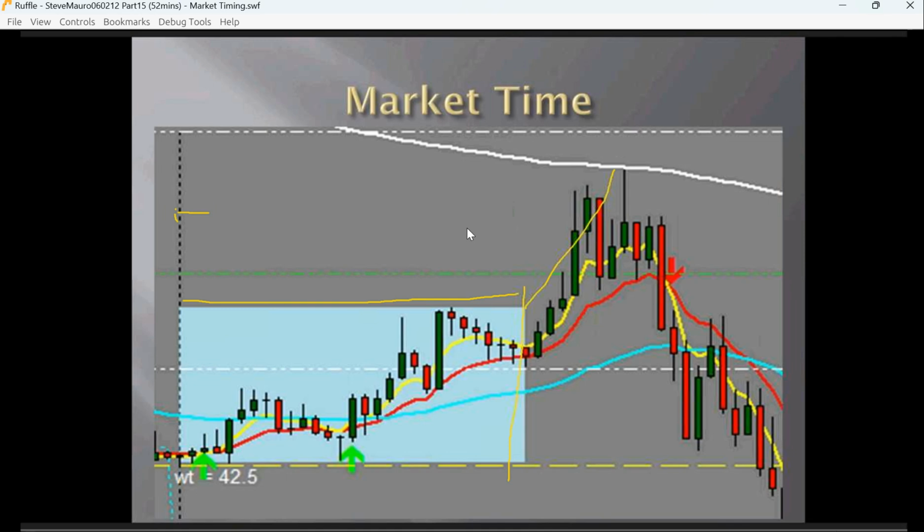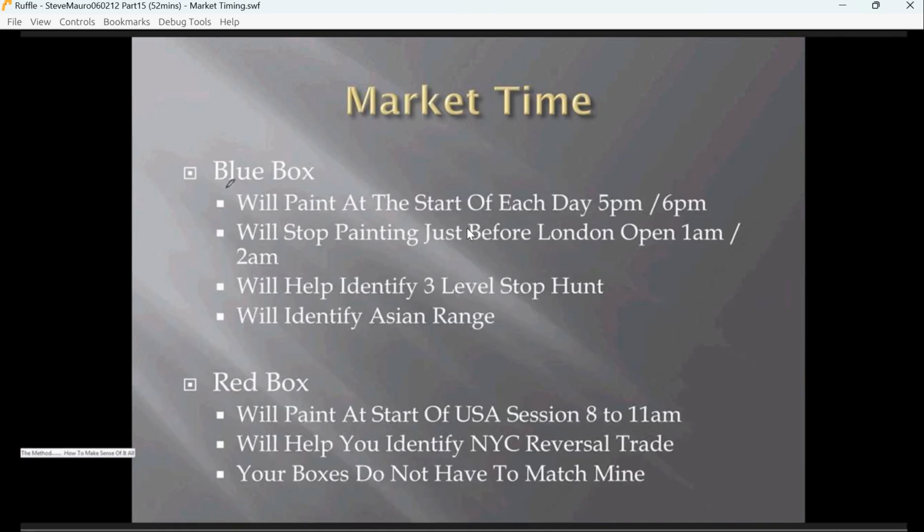Okay. All right, so the blue box. The blue box will paint at the start of each day, depending on your dealer, around 5 or 6 p.m. The blue box will stop painting around 1 a.m. or 2 a.m. Either way is okay. But I do 1 a.m. because that's how I was taught to calculate the time. But understand, you have the luxury of the visuals. You see the chart. So if it stops painting at 1:30, 1:45, 2 o'clock, it's okay.